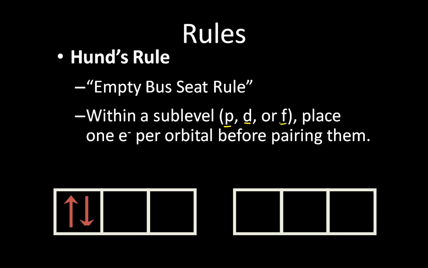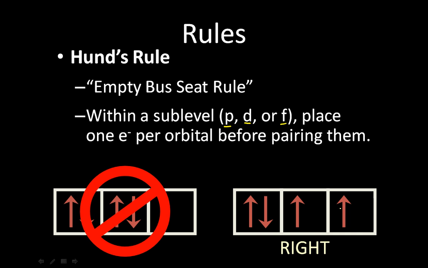So here's 2 options for putting 4 electrons into a p orbital. I want you to figure out which one is correct. On the left we have 2 and 2. On the right we have 2, 1, and 1. Well, if we're following Hund's rule, the one on the right would be right, because those electrons spread out and filled up each orbital represented by a box before they paired up.